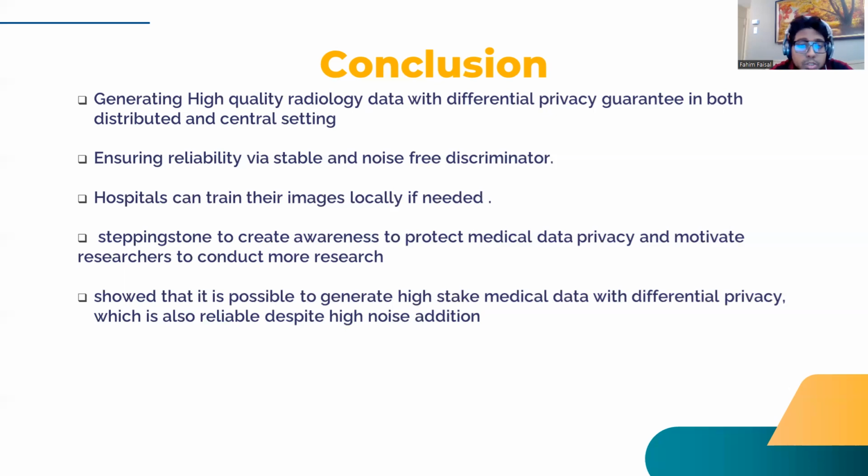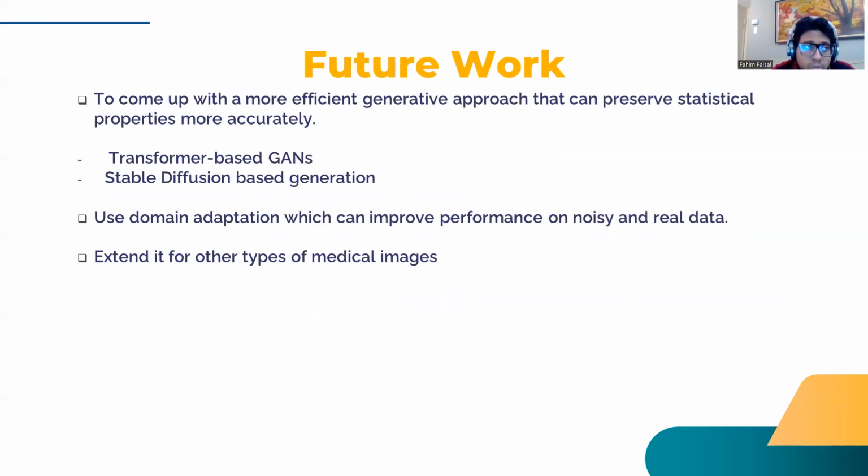We showed that it is possible to generate high-stakes medical domain data with differential privacy despite high noise. In future work, we want to come up with better generative architectures like transformers or stable diffusion based models. We also want to use domain adaptation, which can improve performance on noisy and real data. In that case, maybe we will be able to generate better quality results, and we want to extend it to other types of medical image data.